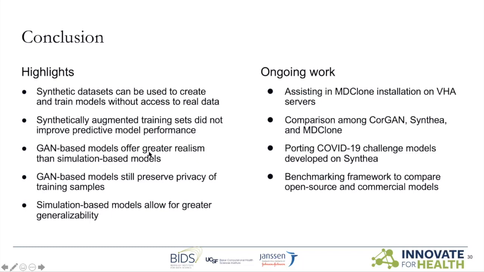The GAN-based models in many of the quantitative metrics seem to show greater realism than simulation-based models, but at the same time do not seem to substantially, at least with some of the privacy checks that we've done, compromise privacy of individuals within the training data set. But finally, for many use cases and stakeholders, having generalizability of the given data set is more important in some cases than actual realism. And in that case, the simulation-based models seem to be a better fit.